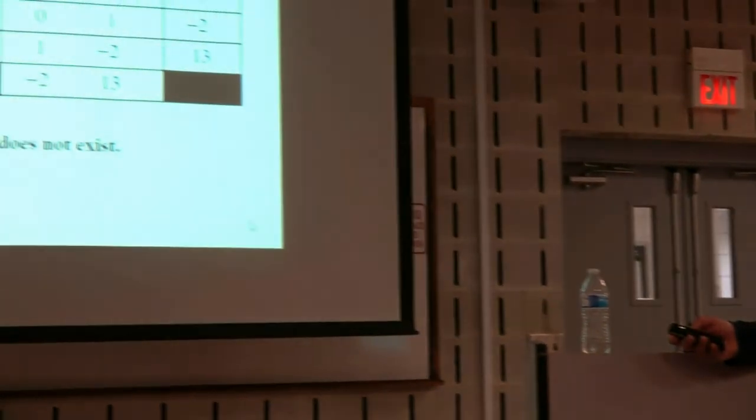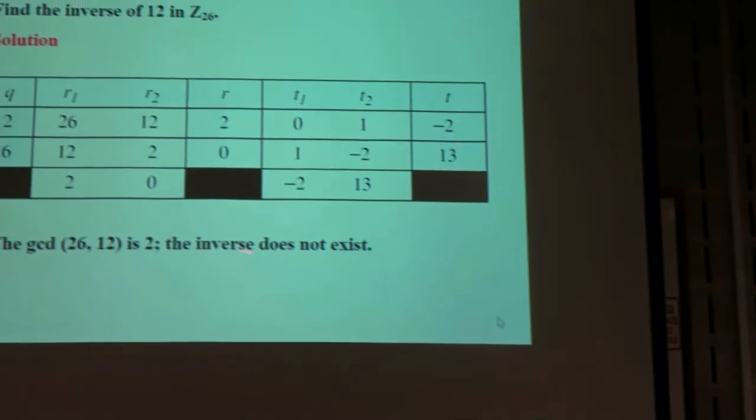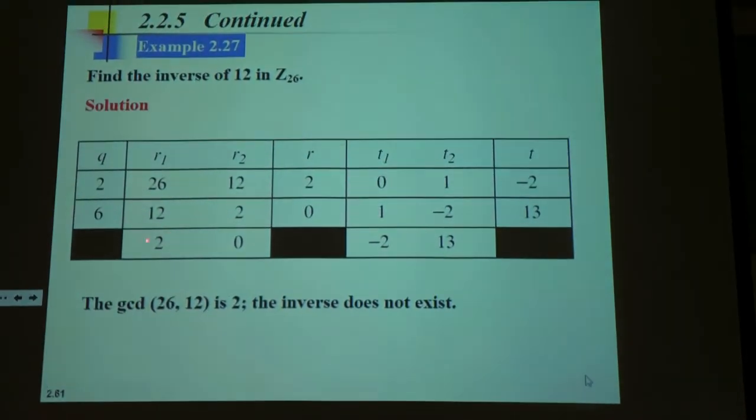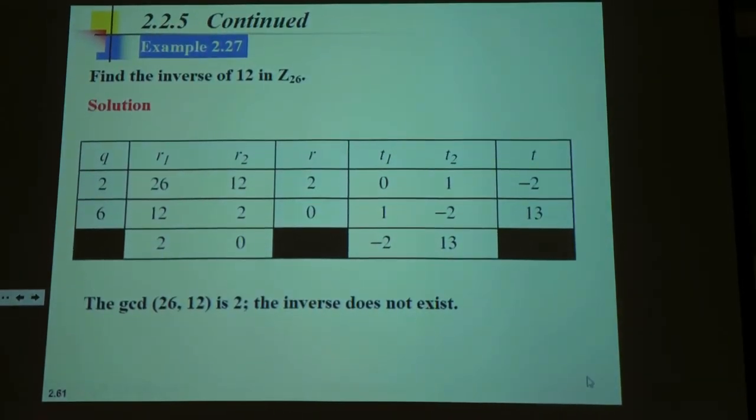Here, for example, for 12 and 26, same thing. Can I do it? No, the inverse does not exist because the greatest common divisor is 2. If this is 1, then I take this.